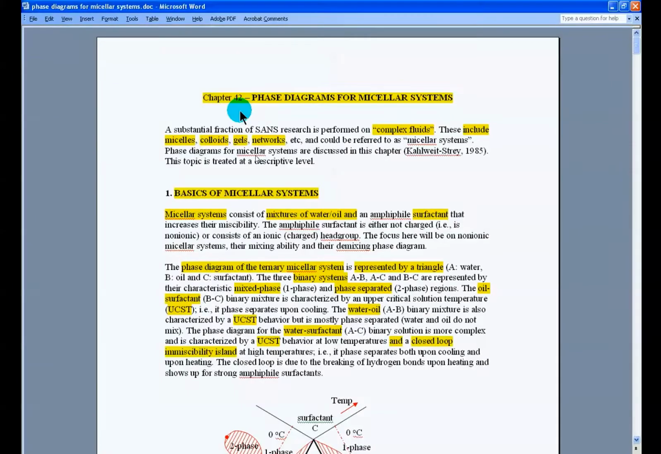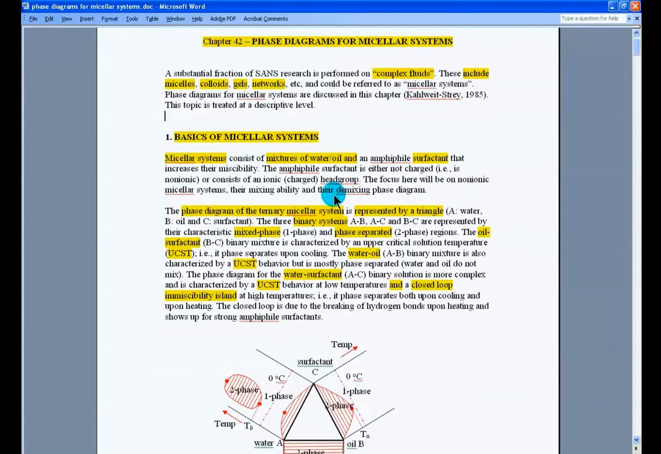This is chapter 32, phase diagrams for micellar systems. To introduce complex fluids, these include micelles, colloids, gels, networks, and so on, self-assembling systems. Basics of micellar systems. Micellar systems consist of mixtures of water, oil, and a surfactant.